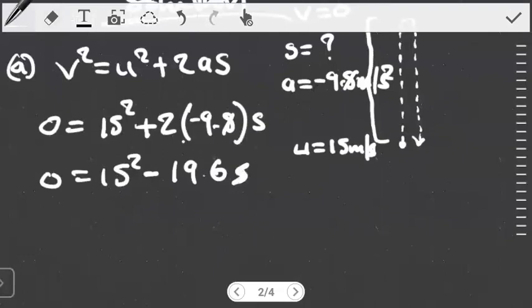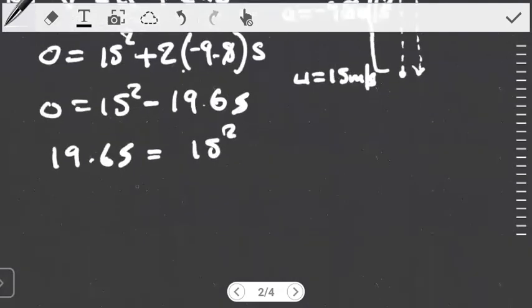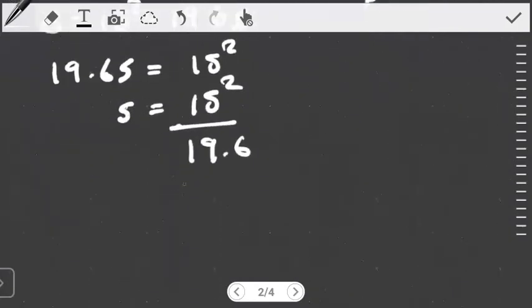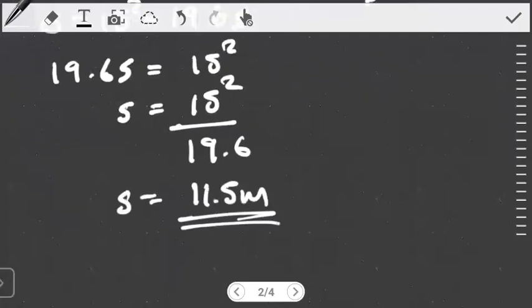Okay, so I want to make S the subject of the formula, so this term can cross the equal sign. Now I have 19.6 S equal to 15 squared. Working this out for S, I can divide both sides by 19.6. So this becomes 15 squared divided by 19.6. When we square, then divide, we get S equal to 11.5 meters. So this comes out as the height, or the displacement to the maximum height.